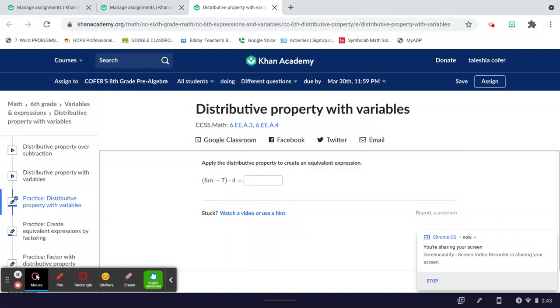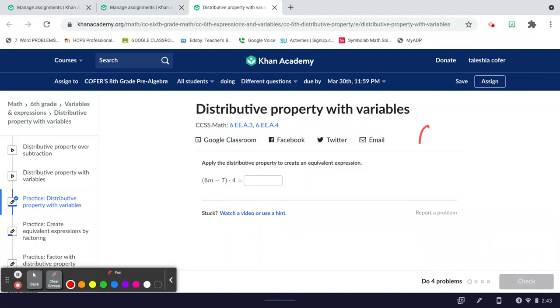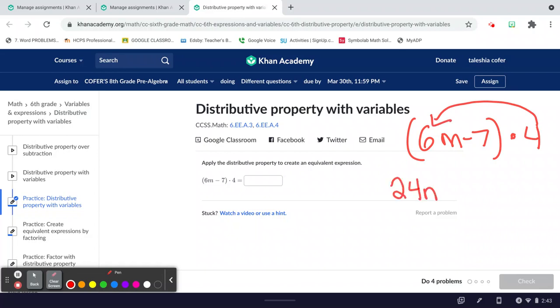Okay, guys, we are going to deal with some distributive property with variables. Here they give us 6m minus 7, and they want us to multiply it by 4. I'm going to rewrite it here. 6m minus 7, times 4. 4 times 6 is 24, and I put my m back. I put my minus sign back, and 4 times 7 is 28.